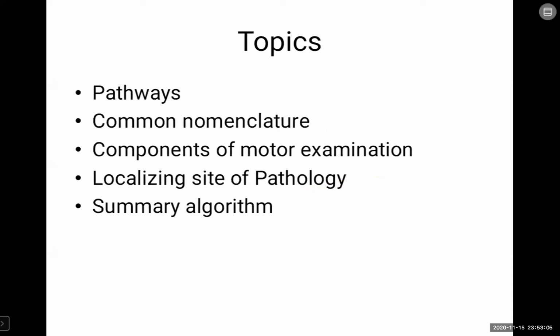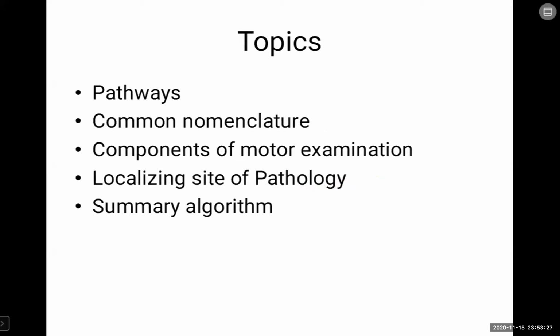So the topics we'll be covering are the pathways. By pathways, I mean the upper and the lower motor neuron, the way they start from the cortex, go through the spinal cord, and finally reach the muscle. Then common nomenclature used with weakness. This includes terms that are often confused with weakness, as well as certain terms associated with tone and such.